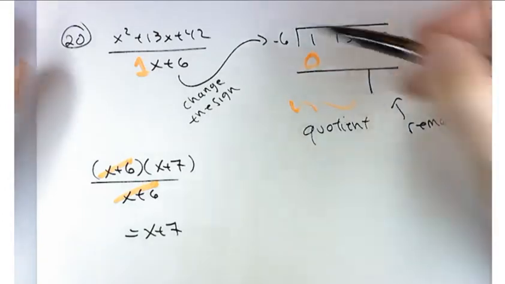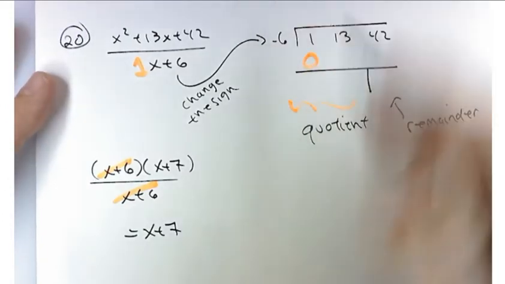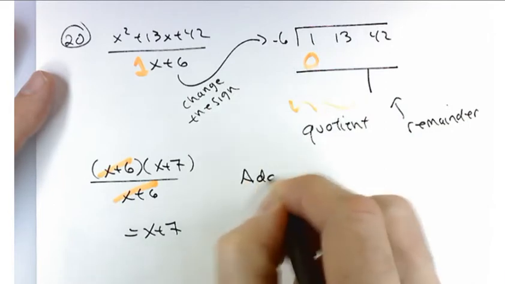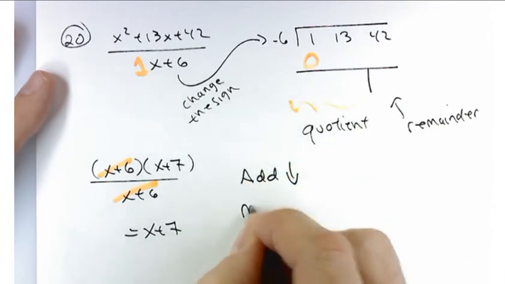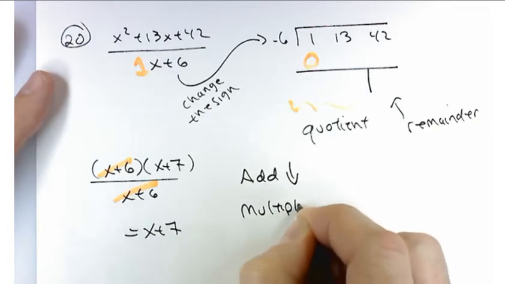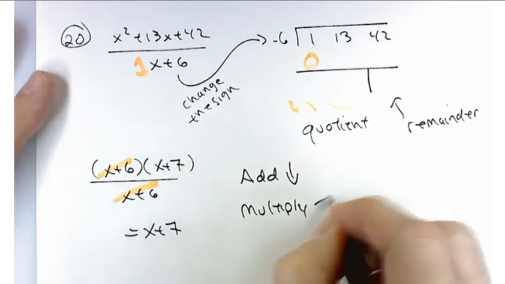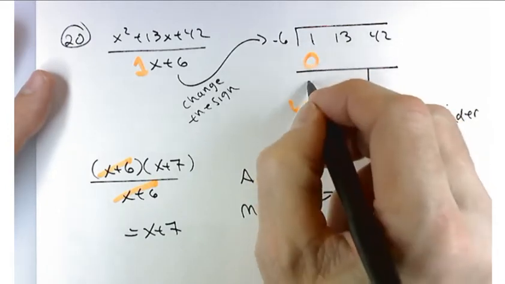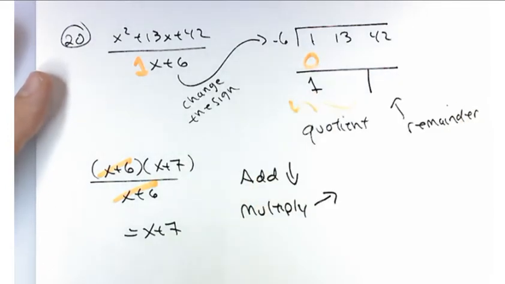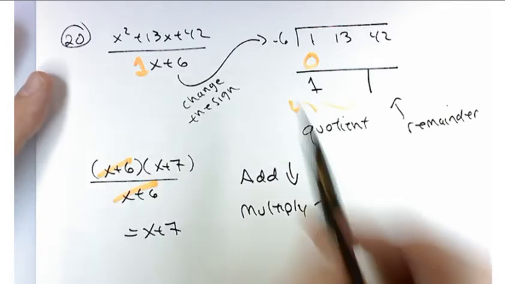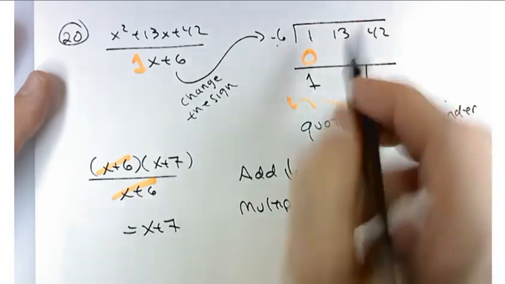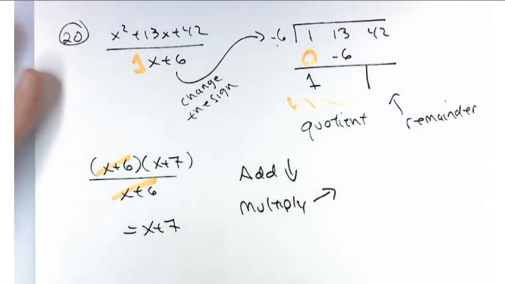All right, so the process of synthetic division works like this. We're going to add these numbers to go down, add to go down, and multiply to go kind of up, and you're going to go up and to the right. So 1 and 0 gives me a 1. Now what am I going to multiply by? I'm going to multiply by this number out front. Negative 6 times 1 gives me negative 6. And then the process repeats itself.